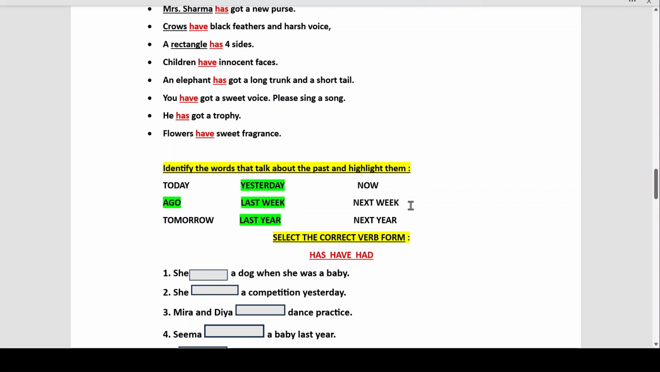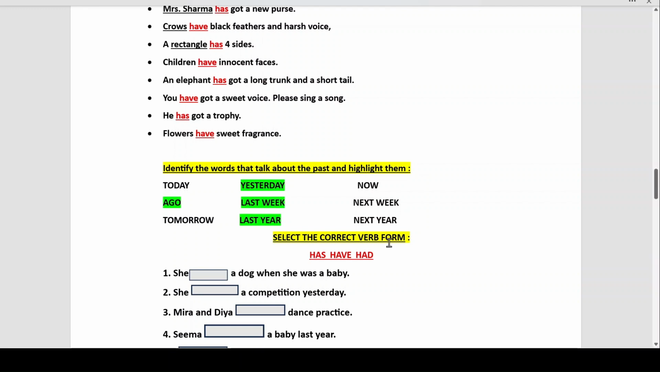Next week, we are talking about the future. Tomorrow, talking about the future. Last year, talking about the past. Next year, talking about the future. So this is how you will identify the words which are talking about the past and highlight them.